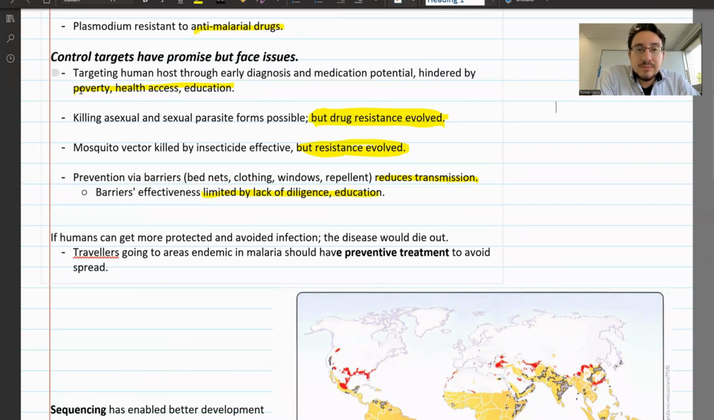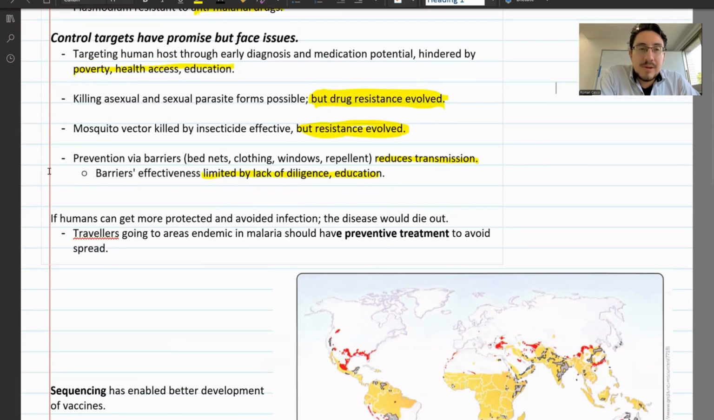So what can you do? There are some other methods, like I was mentioning about the powder, that you just spread out. The government spreads and puts powders in pools of water, right? That would essentially kill the asexual and sexual variants of the parasite, but drug resistance occurs, right? So that is a problem, right?